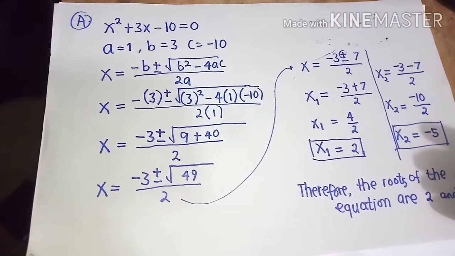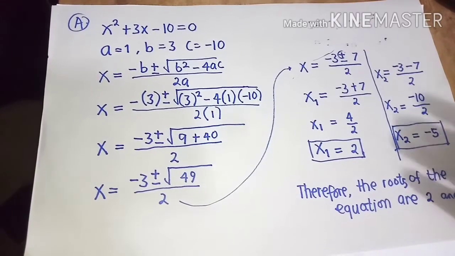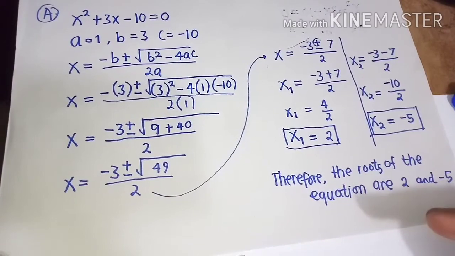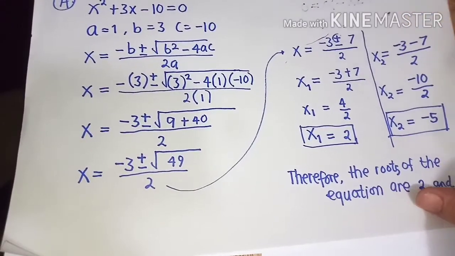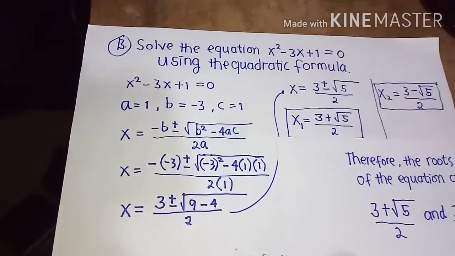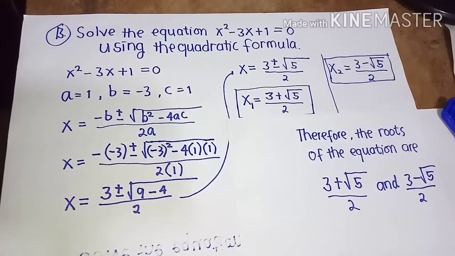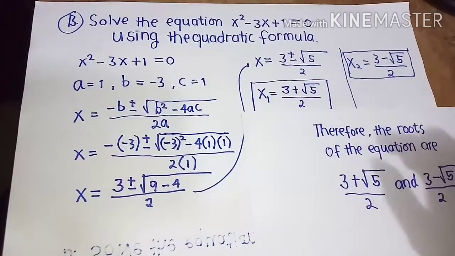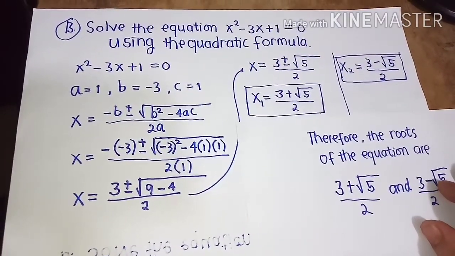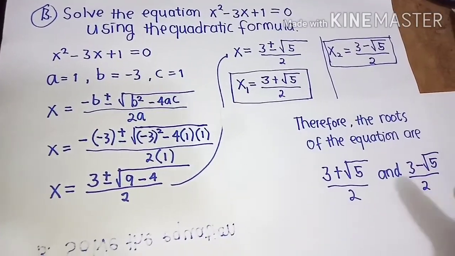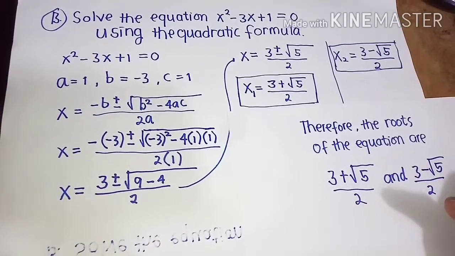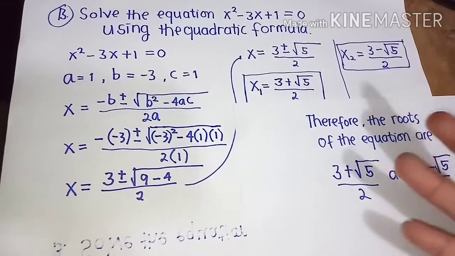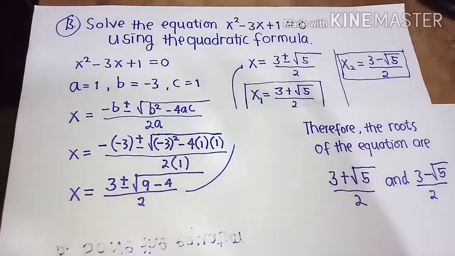X squared plus 3x minus 10 equals 0. This is our solution, and the roots are positive 2 and negative 5. Our second example, letter B, our equation is x squared minus 3x plus 1 equals 0. This is the solution, how to solve a quadratic equation by using the quadratic formula. So we have our final answer, 3 plus square root of 5 divided by 2 and 3 minus square root of 5 divided by 2. So this is our final answer.